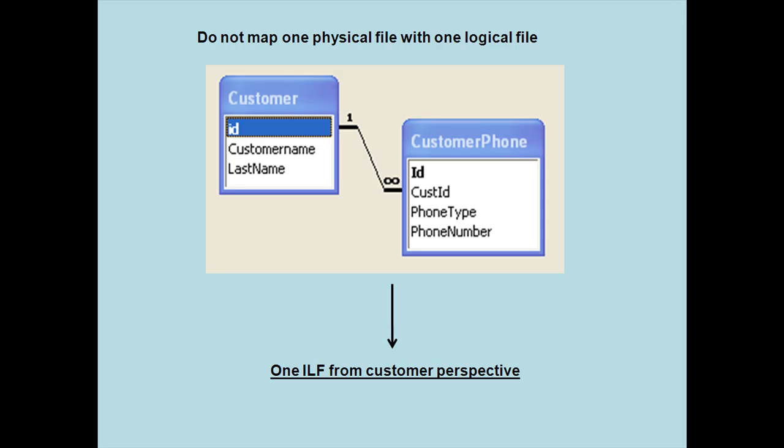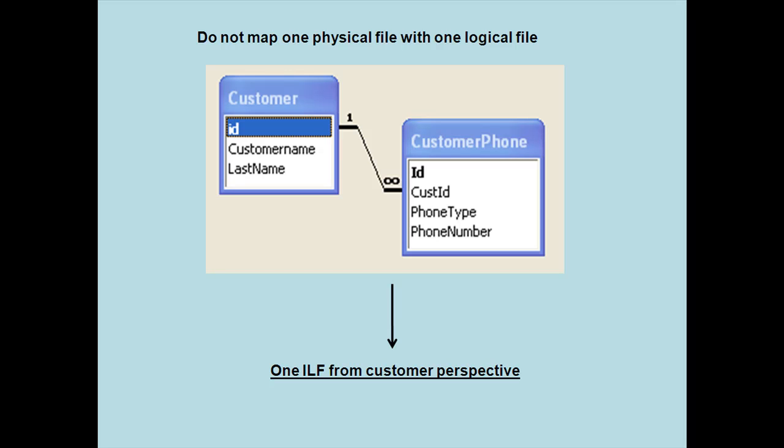For example, here's a database design which shows that there is one customer and it has multiple phone numbers. So a customer is a parent table and the customer phones is a multiple child table. Now this is a design which you have done from your perspective. Now if the customer doesn't think that there are multiple phones, then there is only one ILF. So one is the technical design you have done, and one is from the user's perspective. If the customer thinks that yes, there are multiple phones, then you can have two ILFs.